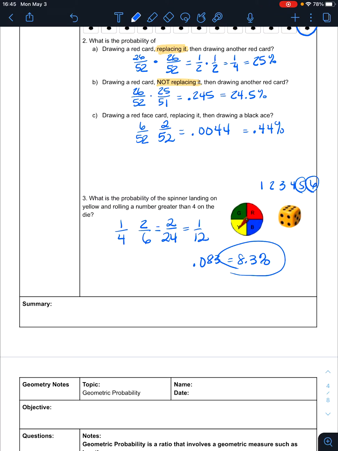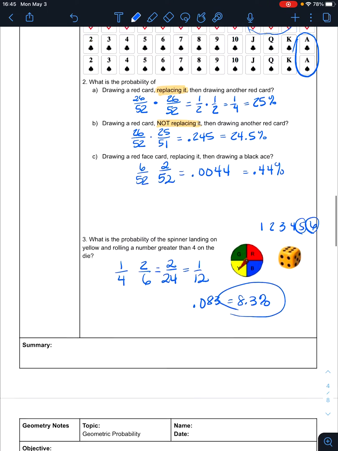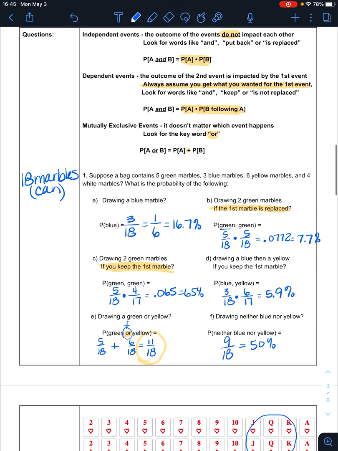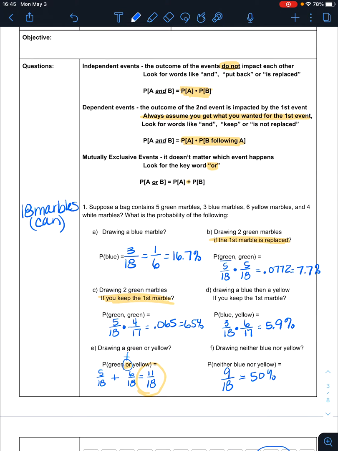So again, probability when you have multiple things happening, right? If I want this and that to happen, you would find the probability of each one and multiply them. Think about, okay, what happens if you put them back or don't put them back? Just physically, like how many cards do you have, how many dice, how many marbles, whatever it is. But then if it's an or, then you would add them together.